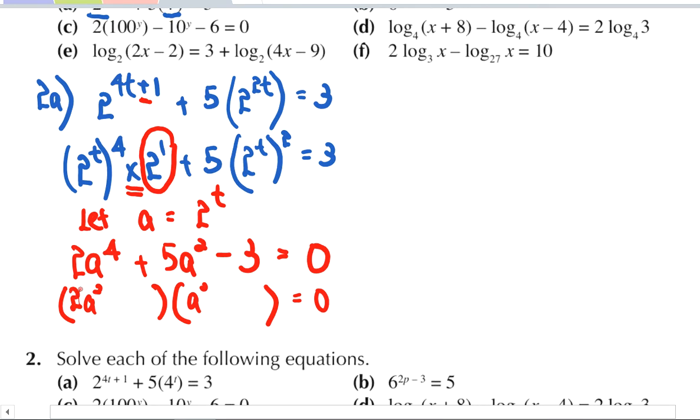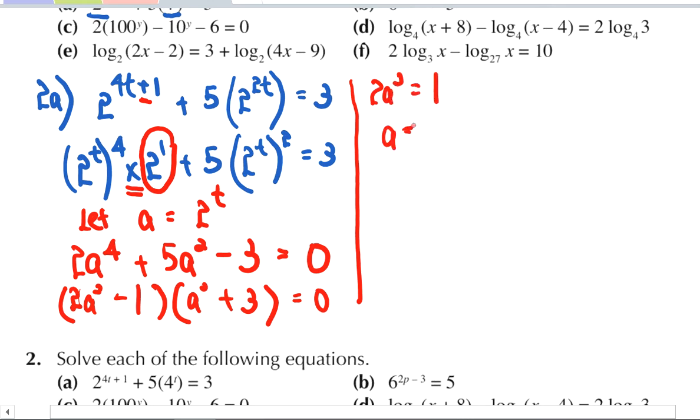2a squared minus 1, a squared plus 3. Alright? So I will go and do my zero product rule. This means that 2a squared is equal to 1, a must be equal to half. Correct?